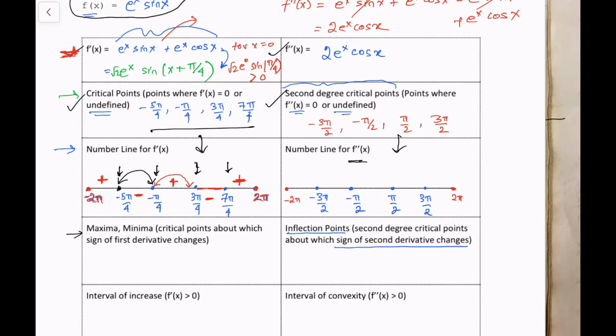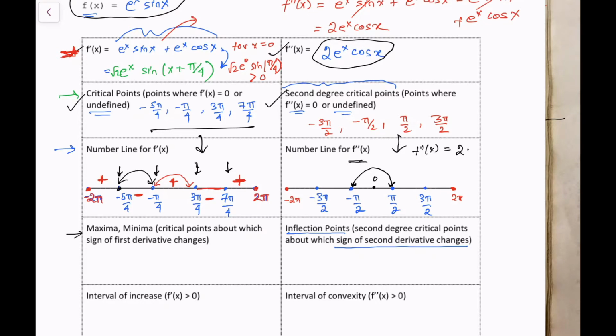So again we have 5 different intervals. Let me pick the middle one. Let's say I want to know what is the sign of the second derivative between negative pi by 2 to positive pi by 2. So what I do is I'll pick a value from this interval, let's say 0, and I'll plug it in the expression for the second derivative which we have found earlier.